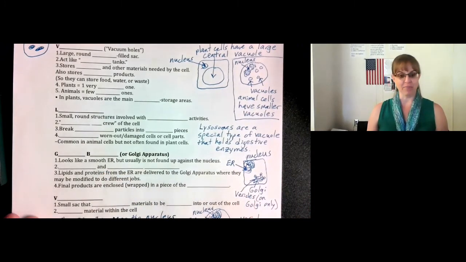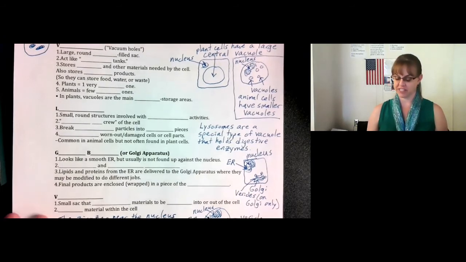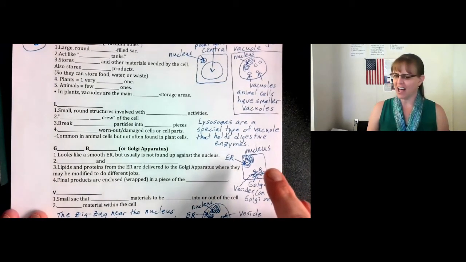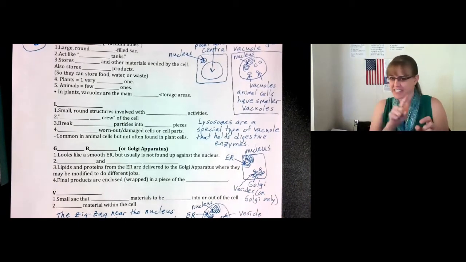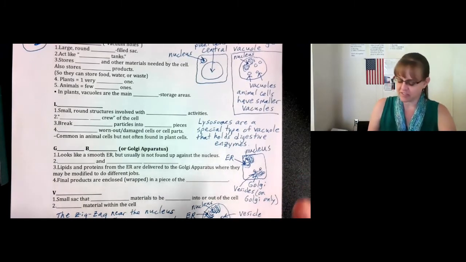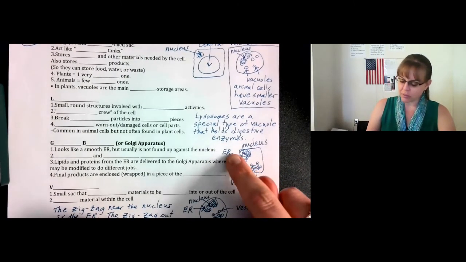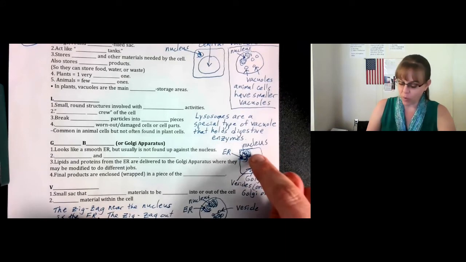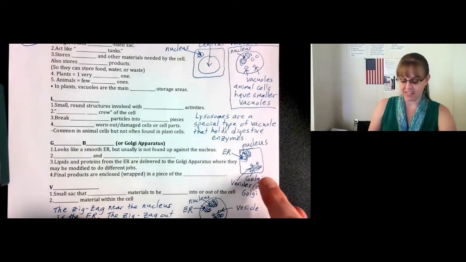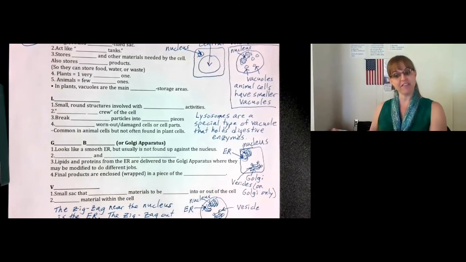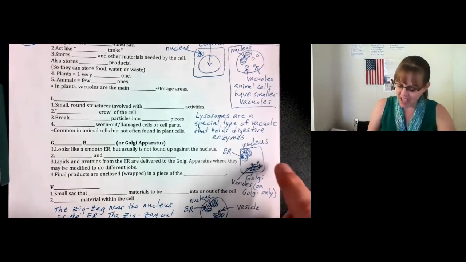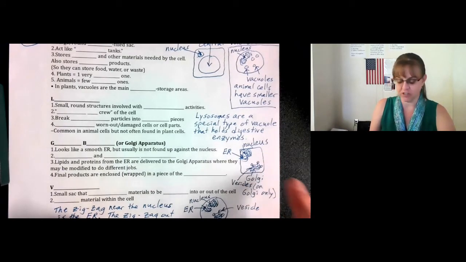The Golgi apparatus, or the Golgi bodies, are another cell part, and they look a lot like the ER, the endoplasmic reticulum. They're both little zigzaggy looking organelles. So how do you tell the difference? Well, the endoplasmic reticulum is always right up against the nucleus. Golgi bodies are always drawn away from the nucleus, and they have little bubbles or little vesicles coming off of them.